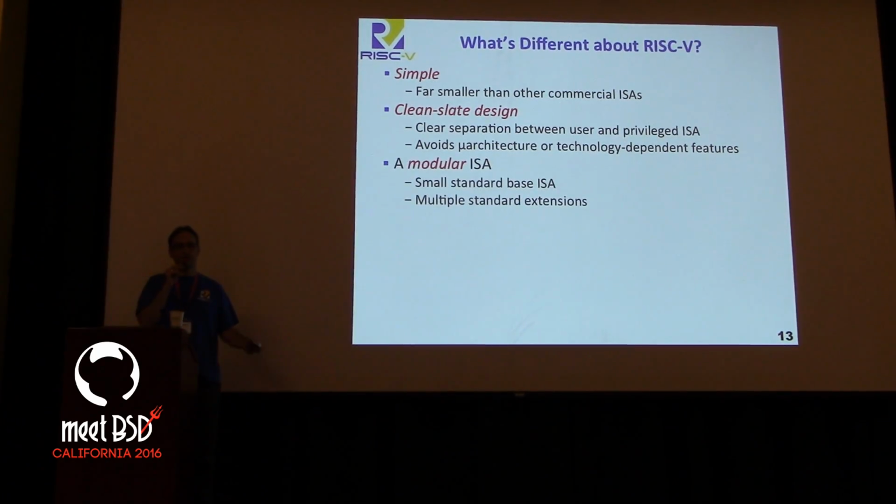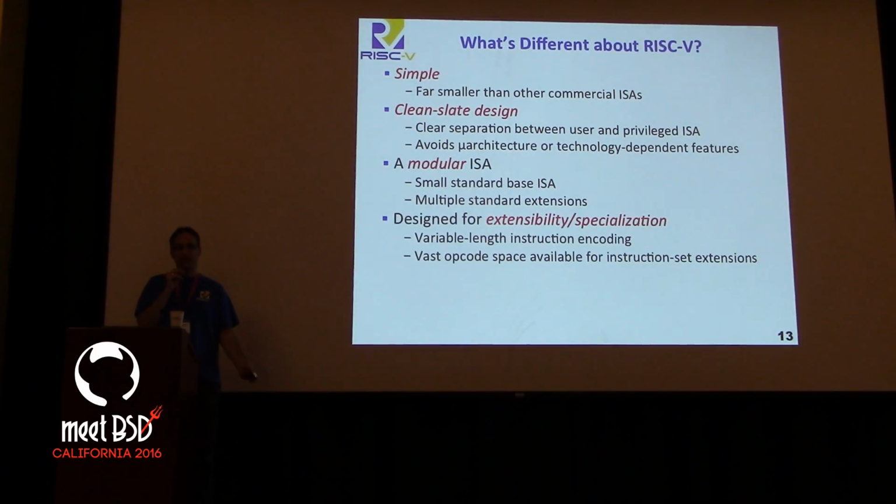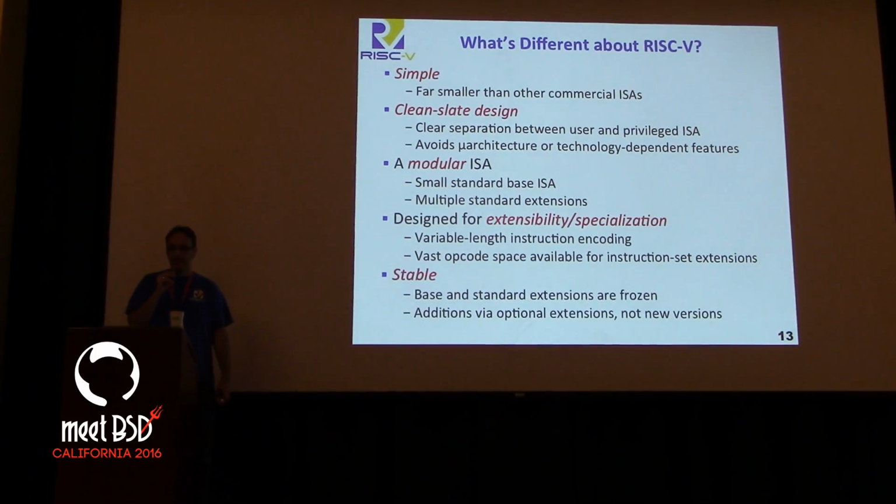It's modular. So it's designed with a very small standard ISA and then multiple extensions. It's designed for extensibility and specialization. One place where it breaks with the original RISC canon is it has variable length instruction encoding as well. And we use that for compression. That also gives us a vast opcode space for extensions. And the idea is to be stable, like I mentioned. So the base and standard extensions are frozen. When we make additions, it's via optional extensions rather than a mandatory bump in the version that everybody has to follow, right?